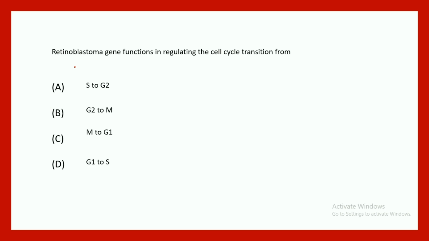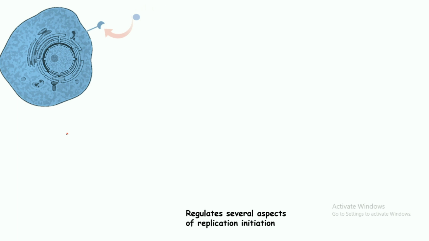Okay. Retinoblastoma gene functions in regulating the cell cycle transition from... So the question wants which phase of the cell cycle is regulated by the retinoblastoma gene. It is actually the G1 phase. So let me tell you what happens in the G1 phase.